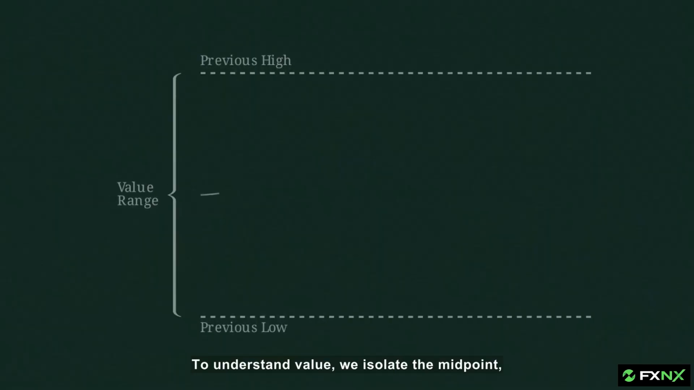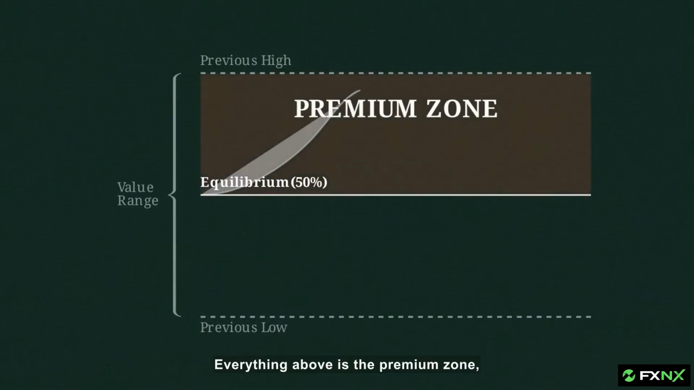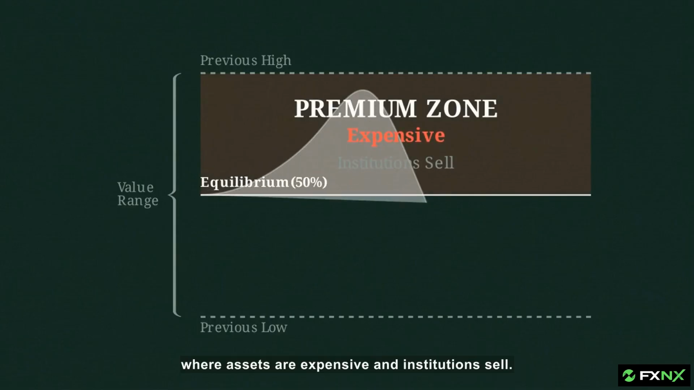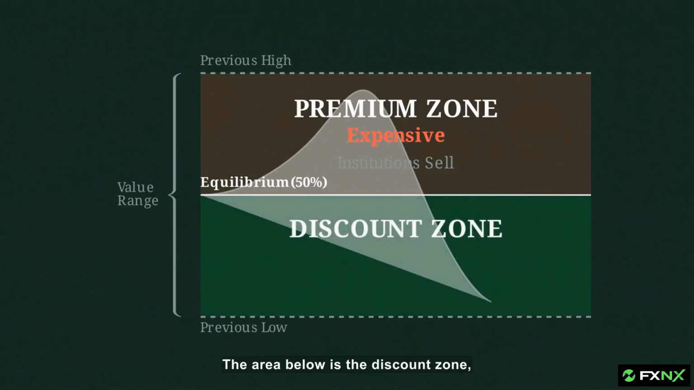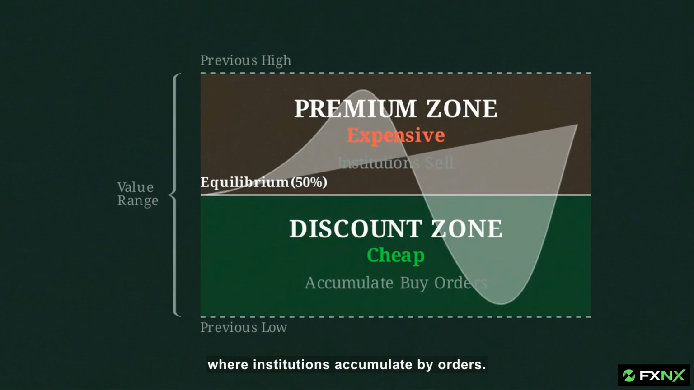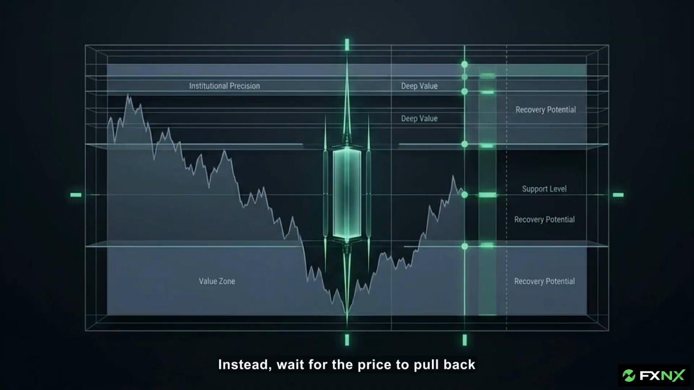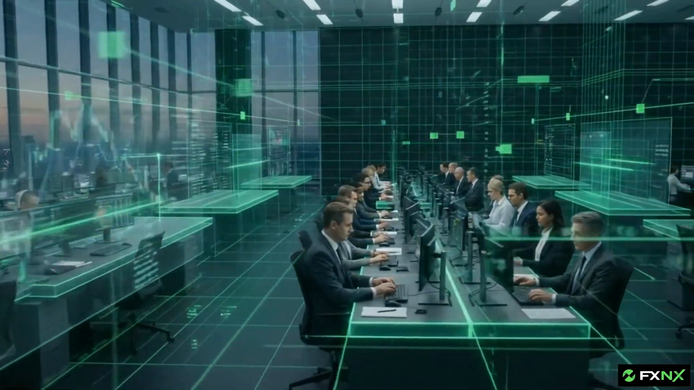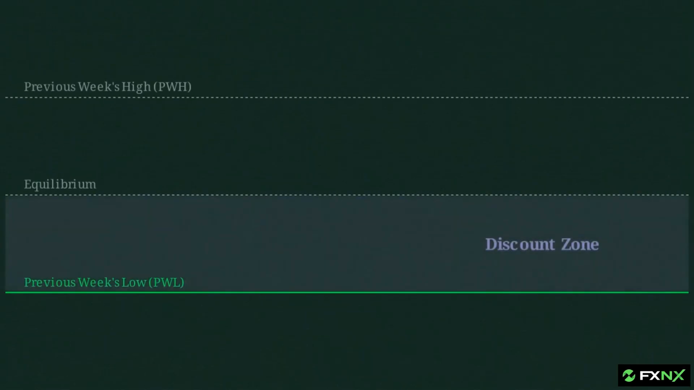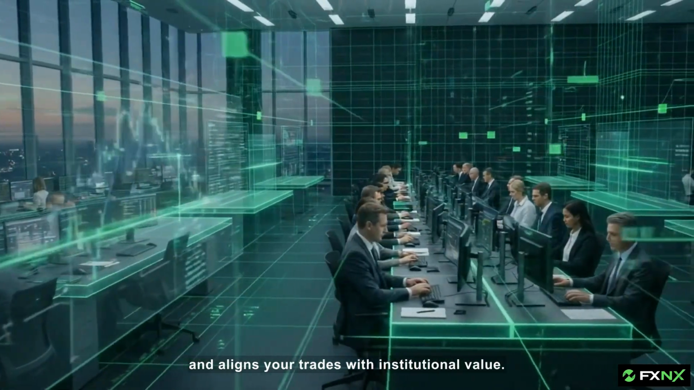To understand value, we isolate the midpoint, the algorithmic equilibrium. Everything above is the premium zone, where assets are expensive and institutions sell. The area below is the discount zone, considered cheap territory where institutions accumulate buy orders. This creates an absolute rule for your analysis: avoid buying in a premium zone. Instead, wait for the price to pull back into a discount before looking for an entry. Adopting this valuation model helps you avoid buying late into exhausted breakouts and aligns your trades with institutional value.